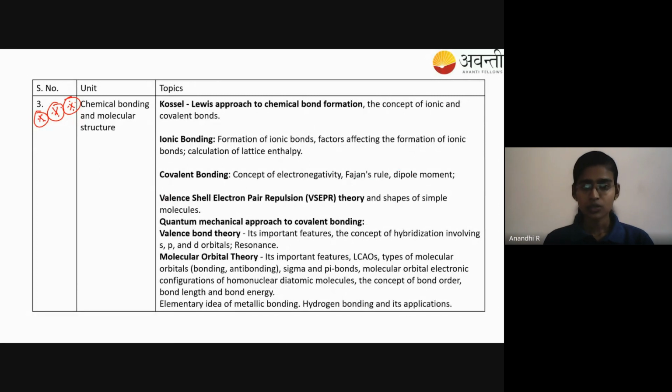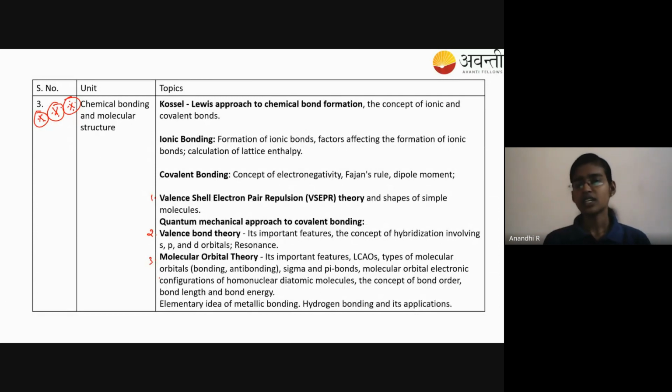And coming to the theories, there are 3 main theories in this lesson. The first theory is VSEPR theory. The second theory is valence bond theory. The third theory is molecular orbital theory. Okay. So totally we have 3 theories in this lesson, which are very important.